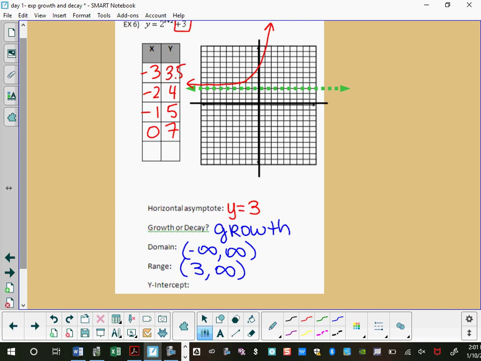My y-intercept is where I cross the y-axis. It is actually in my table. It will be (0, 7). All right, when you guys turn your table, what do you see?